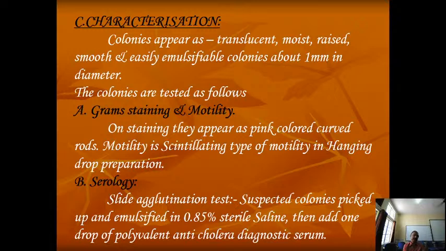Then serology is done. In serology we do a slide agglutination test with the suspected colonies and then add a drop of polyvalent anti-cholera diagnostic serum to neutralize it.